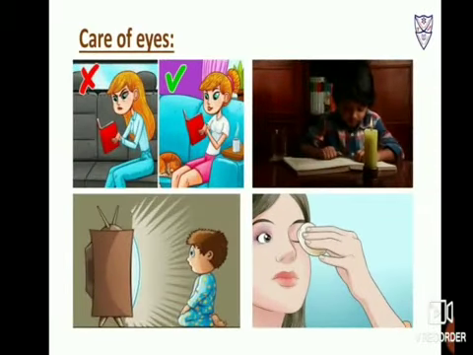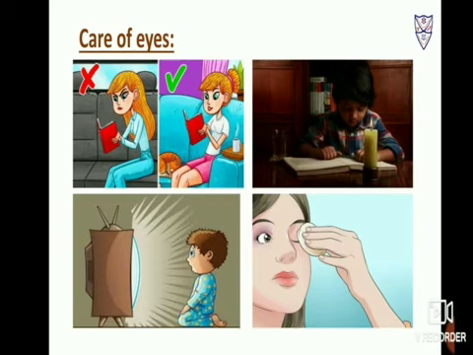Now students, let us discuss care of eyes. See the first image. Always sit straight while reading or writing. One should not lie down while reading; posture should be correct. Otherwise it will create strain in the eyes.